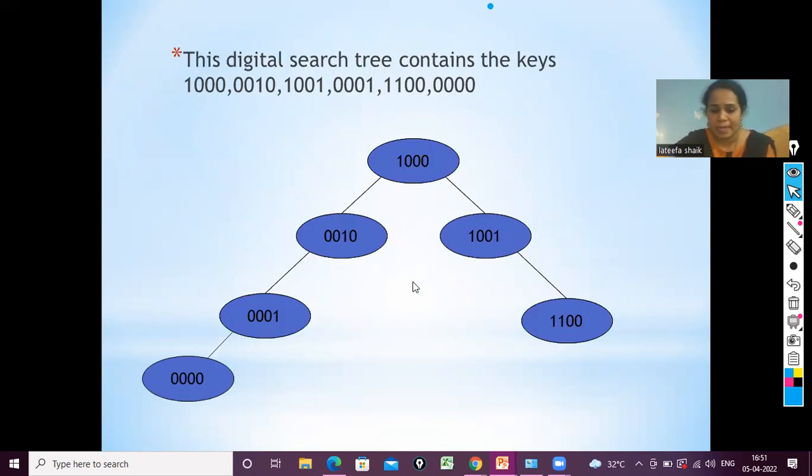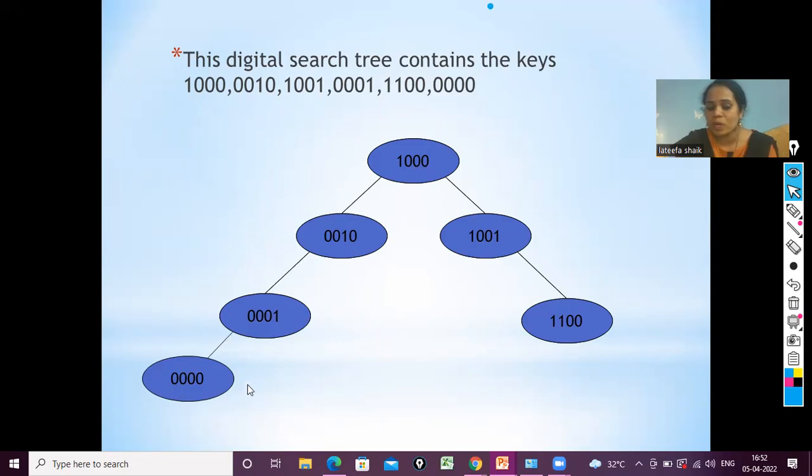Let us take this example. There are a number of elements: 1000, 0010, 1001, 0001, 1100, and 0000. This is the actual representation of the digital search tree. Here 1000 is the root node, because it is the first element in the list, so it is inserted as the root node. For the other elements, all the elements in the left subtree start with the 0 bit, and all the elements in the right subtree start with the bit 1. Likewise, we divide the left subtree as well as the right subtree.